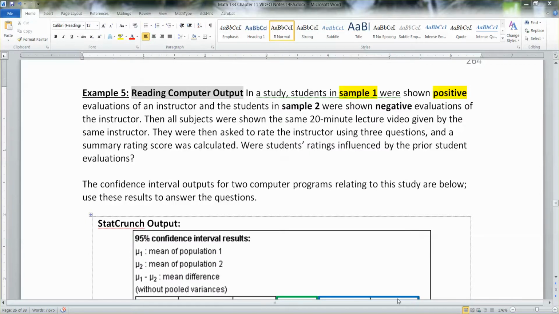Of course, it's just as important to us to be able to interpret confidence intervals as it is to create them. We want to be able to look at computer output for confidence intervals and answer all sorts of questions about them, show that we understand what they're showing us and how to interpret them.